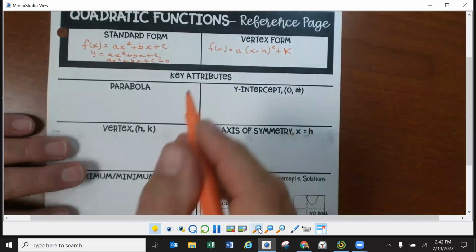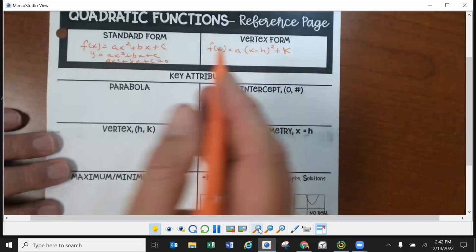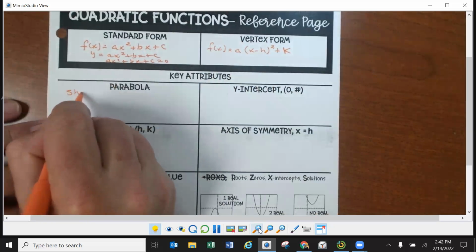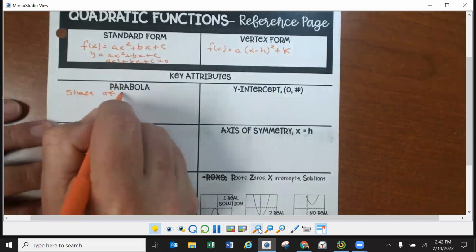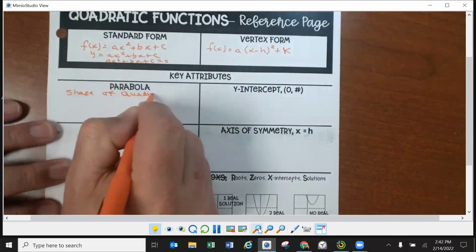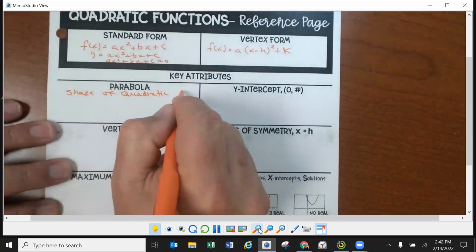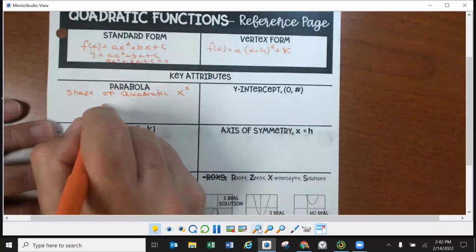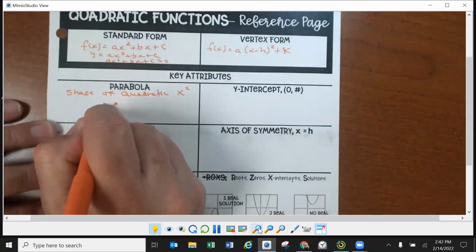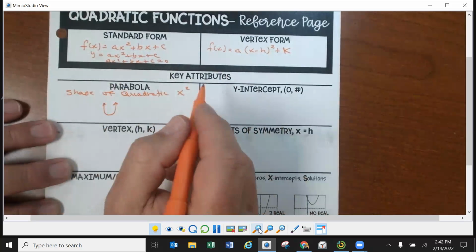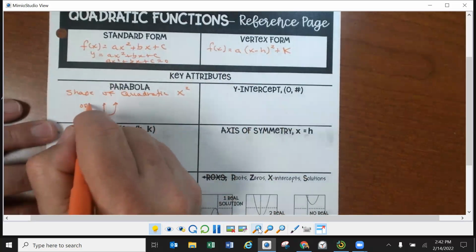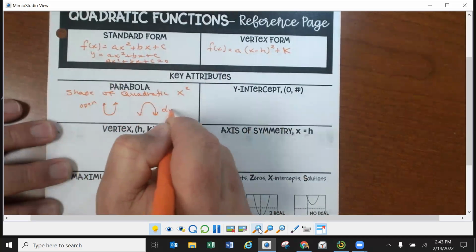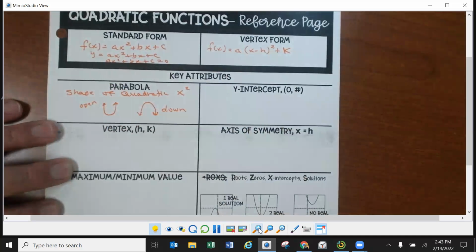All right, so what is a parabola? The parabola is the shape of a quadratic. Now, anytime you see a square on a variable like x squared, you're going to have a U-shaped parabola. That's what it is. It's a U-shape. And it can open upward, or it could open downward. So those are the two things you can see on that.